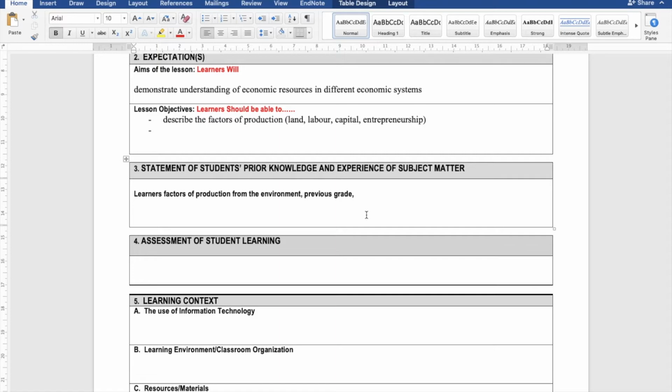It should be a statement, not a question. Okay, so learners' factors of production, learners know, okay?